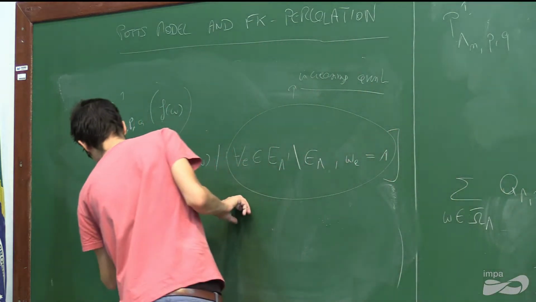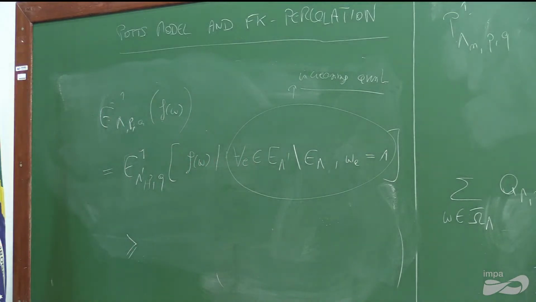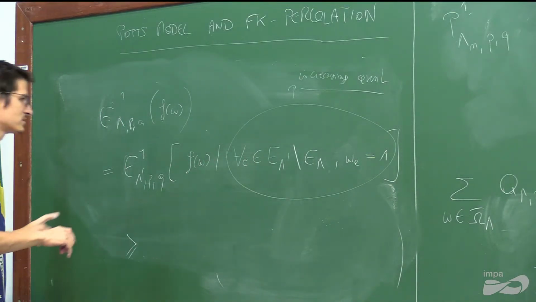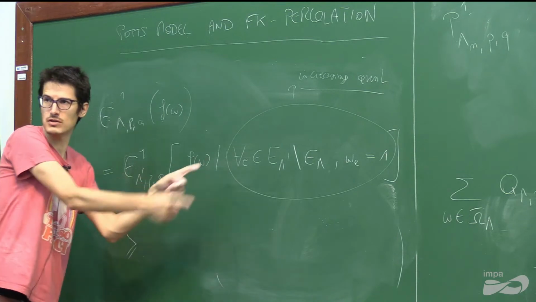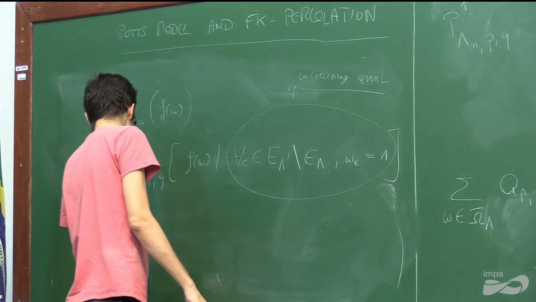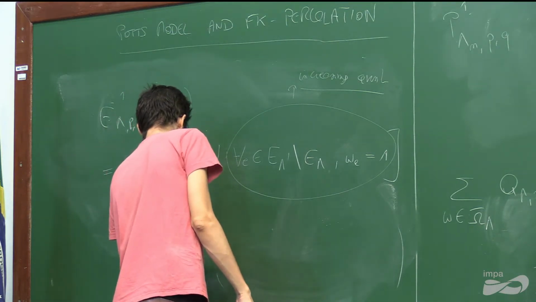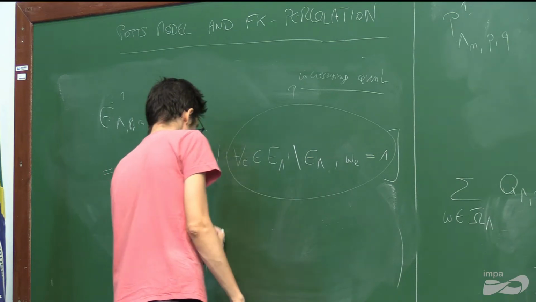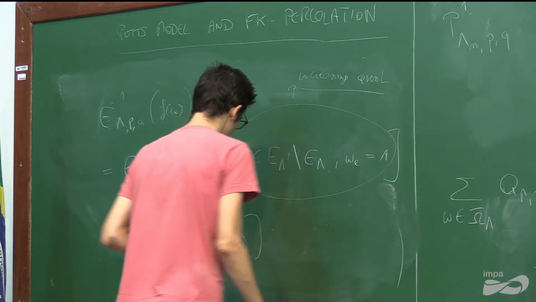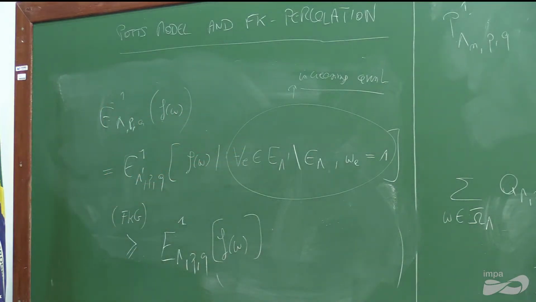So what you have is that the expectation of an increasing function conditioned on an increasing event is larger than just the expectation of the function. Because when you write the conditional expectation, you get the expectation of a product divided by the expectation of something. And of course, here you have to prove FKG.